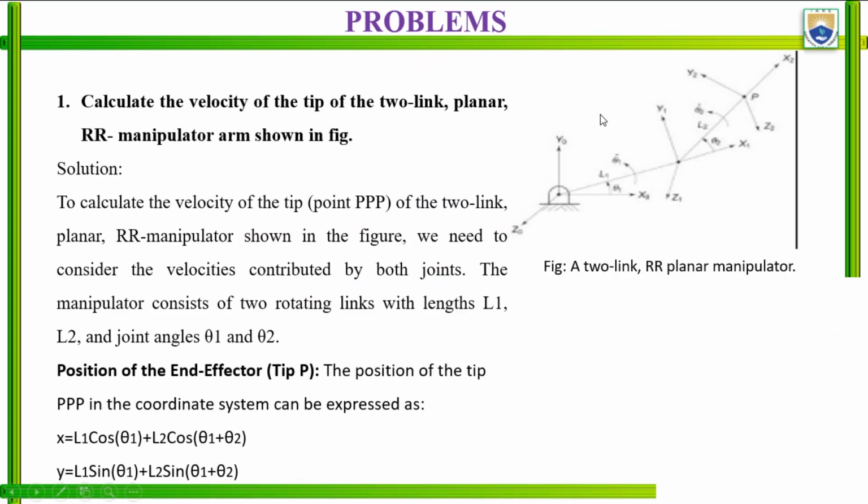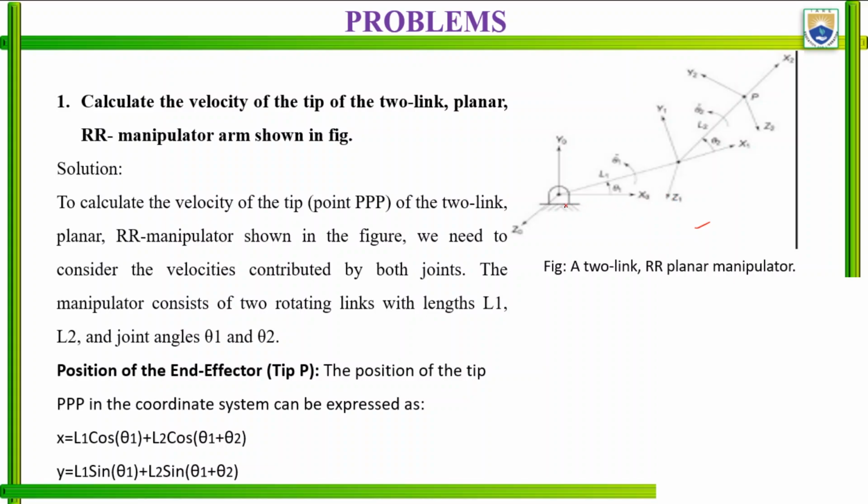Firstly, coming to the first problem: calculate the velocity of the tip of a two-link planar RR manipulator arm, which is shown in the figure. This is the figure, where we have a number of links and joints.